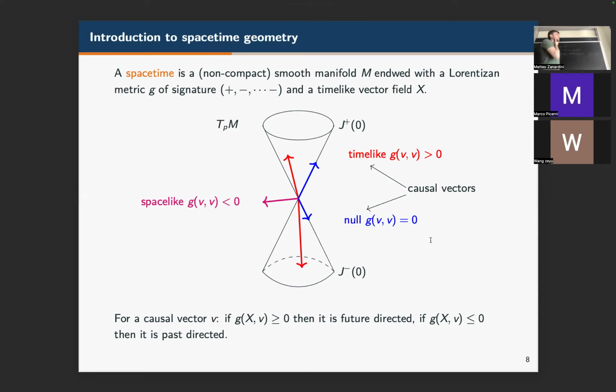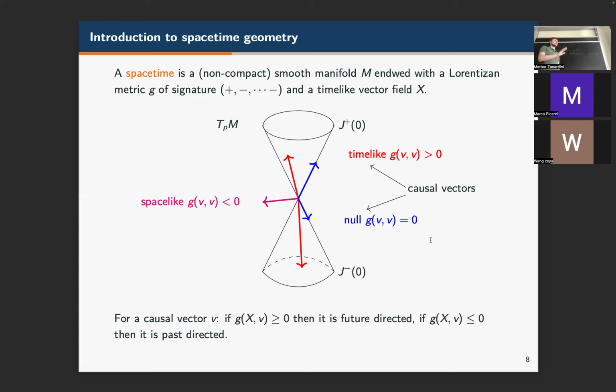What is a spacetime? A spacetime is a smooth manifold, typically non-compact, endowed with a Lorentzian metric. At a given point, you have a matrix in the tangent space, and this matrix has a signature, which is plus, minus, minus, minus. Maybe you remember from some course in physics that the signature convention is usually minus, plus, plus, plus. But this is equivalent, just swap a sign, and I prefer the plus, minus, minus, minus convention because computation gets easier. And another thing you need to add is a time-like vector field.